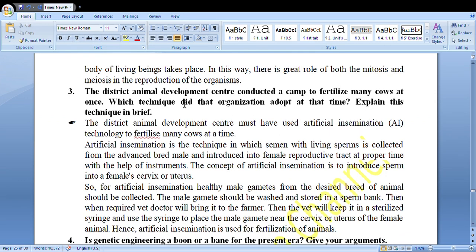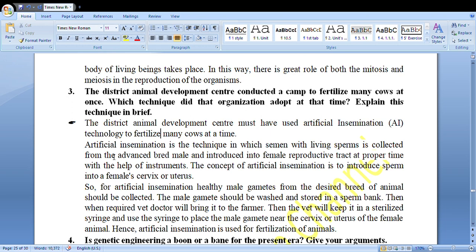The District Animal Development Center conducted a camp to fertilize many cows at once. Which technique did that organization adopt at this time? Explain the technique in brief. The District Animal Development Center must have used artificial insemination (AI) technology to fertilize many cows at a time.